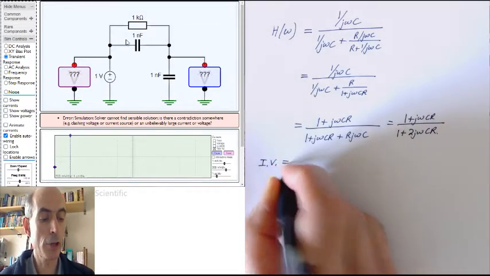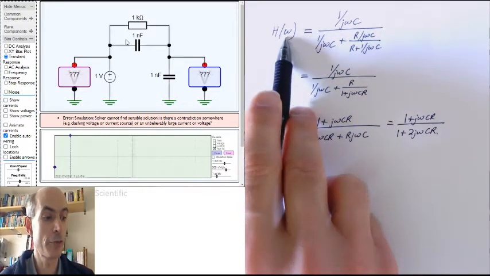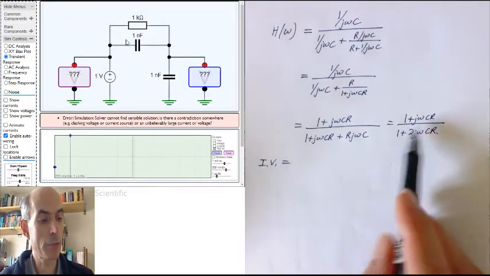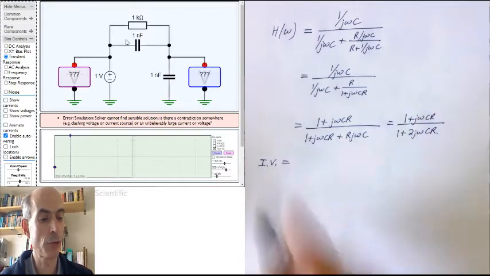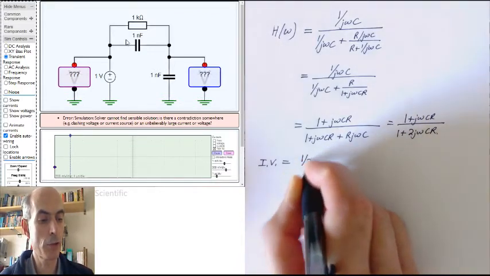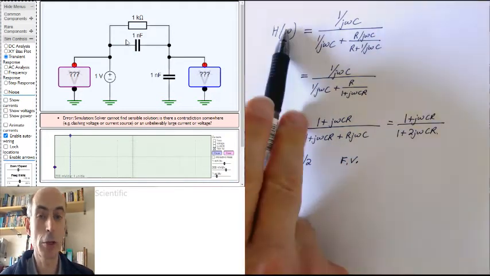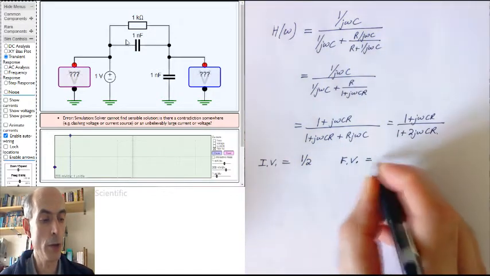The initial value is the value of the frequency response when omega is infinite. And when omega is infinite, this is going to have a value of just a half, because the ones become negligible. Everything else cancels out. Our initial value is a half. Our final value is the value of the frequency response when omega equals 0. That's just equal to 1.